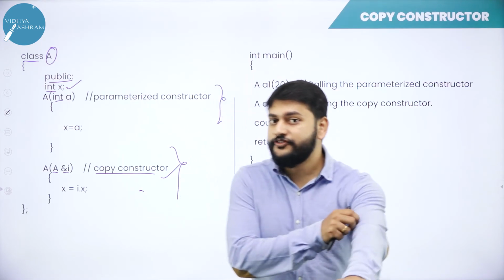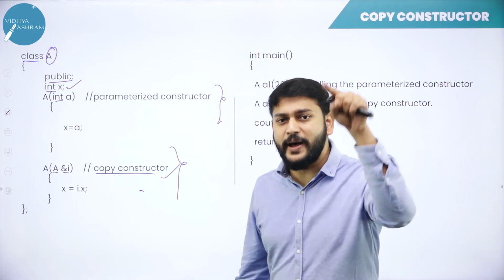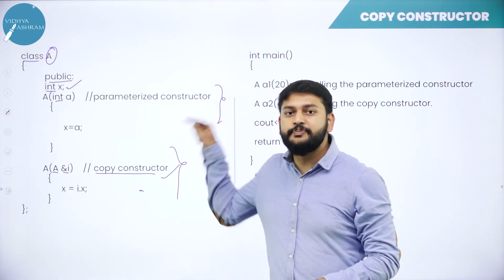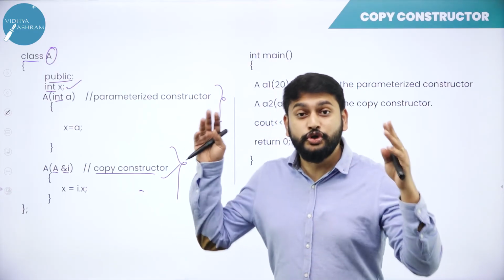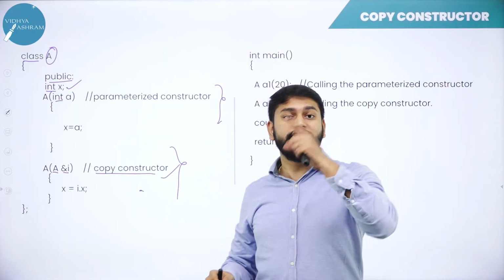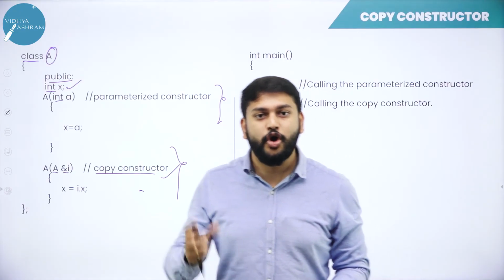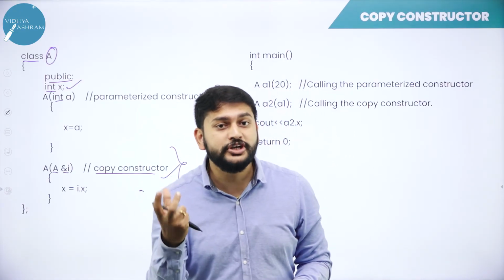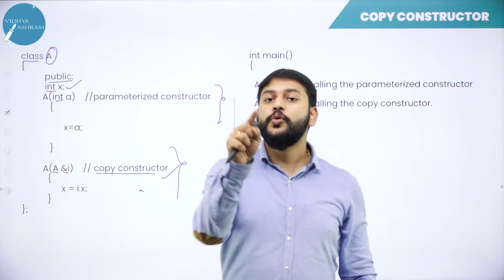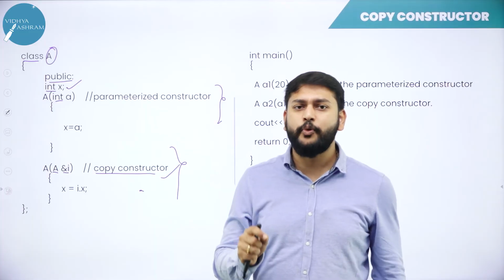What is the first point that we have with respect to the copy constructor? You are passing the object as a parameter. The second one, you are just passing the reference of that object. Point number 3, you are using the copy constructor to copy the data from one object to another object. These 3 points are very, very important.